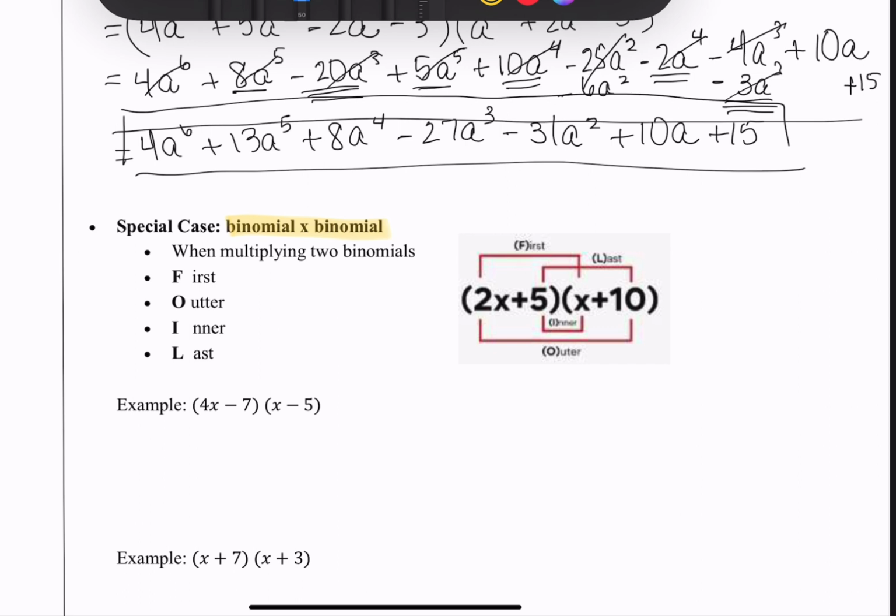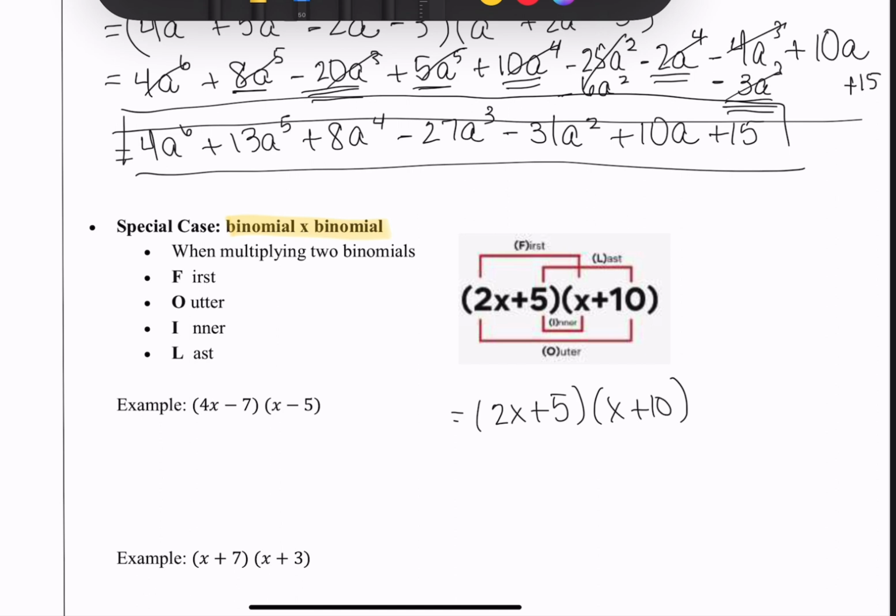So let me explain what the first, outer, inner, and last actually represent. Again, we use this mnemonic device called FOIL. F for first, O for outer, I for inner, L for last. And really all it is is distributing. So for example, let me rewrite these 2 binomials, the 2x plus 5 and the x plus 10. I'm going to distribute every single term in the first polynomial with every single term in the second polynomial, but I am going to do it using the FOIL method. And you will see nothing is different.